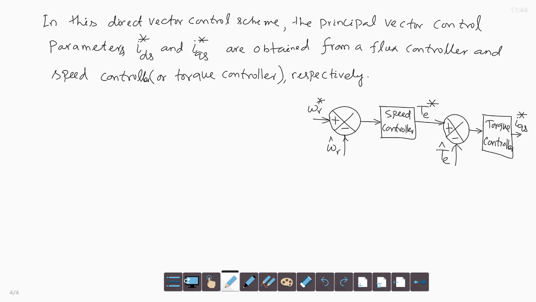So, here the torque controller is inside the speed control loop. This extra controller is used for better, high performance. Otherwise, the speed controller output can also be the command value of the torque component of the current.